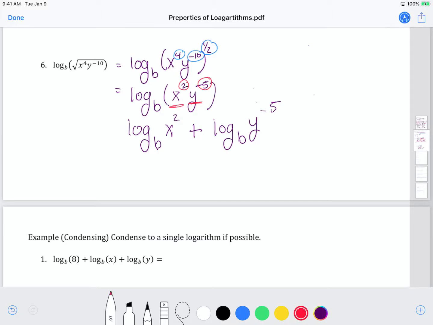And now my very last step is to make sure that any exponents that I have up top have to come down in front so that it's considered completely expanded. So I have 2 log base b of x plus, actually that would change to a minus because I'm bringing the negative 5 down, minus 5 log base b y. And now it's completely expanded. I don't have any products and I don't have any exponents.